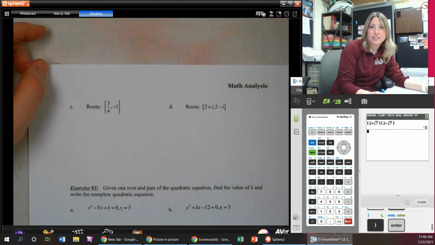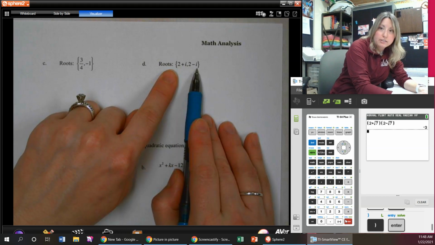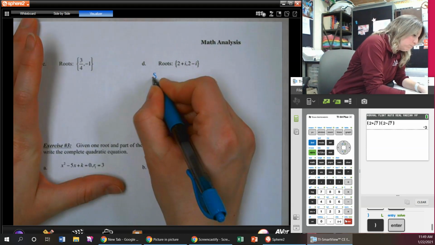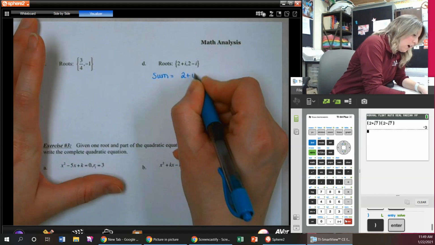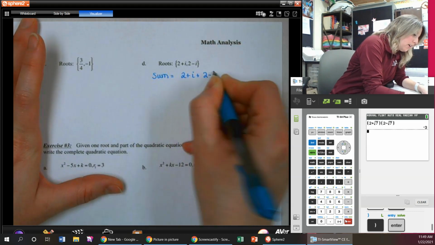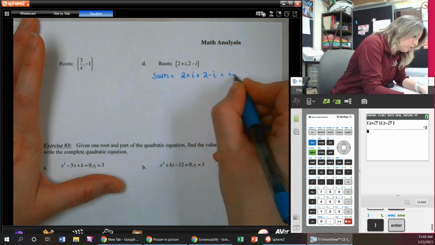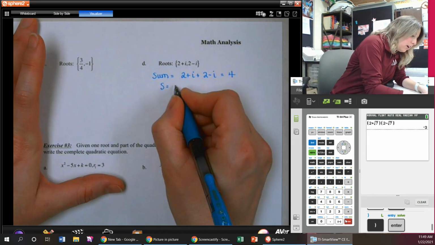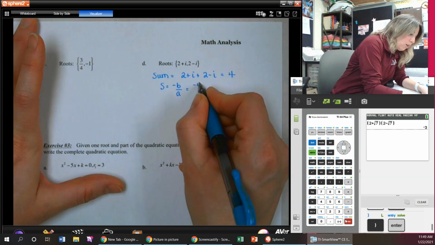Okay, how about imaginaries, right? So imaginaries add and multiply. So sum equals 2 plus i plus 2 minus i. Well, combine like terms, right? The i's cancel out. 2 plus 2 is 4. So since sum is negative b over a, you get negative 4 over 1.